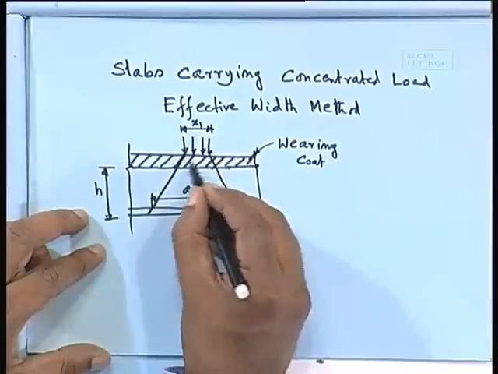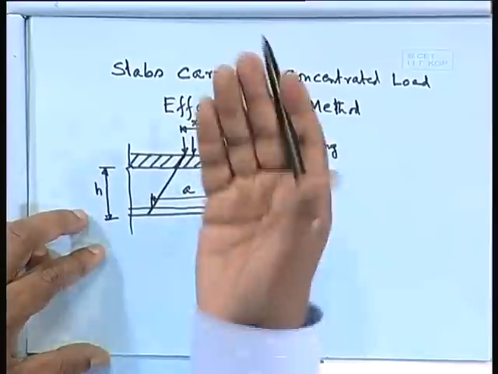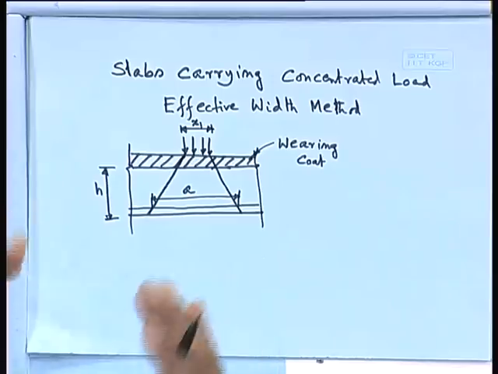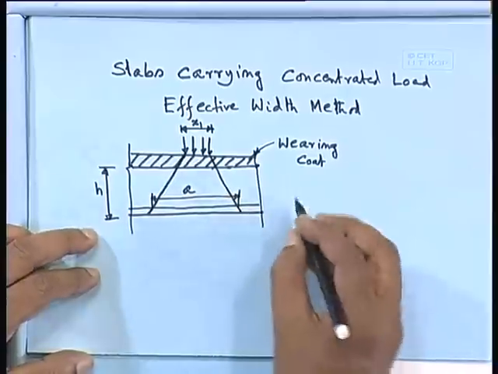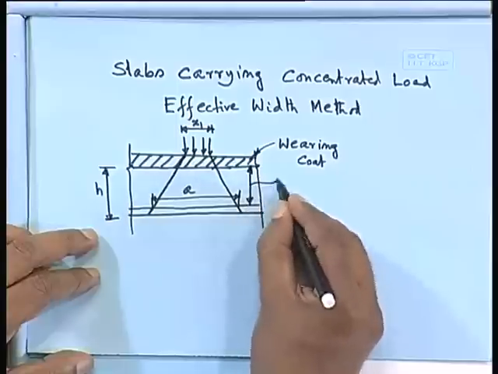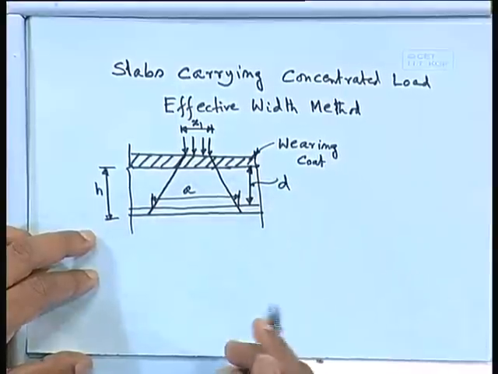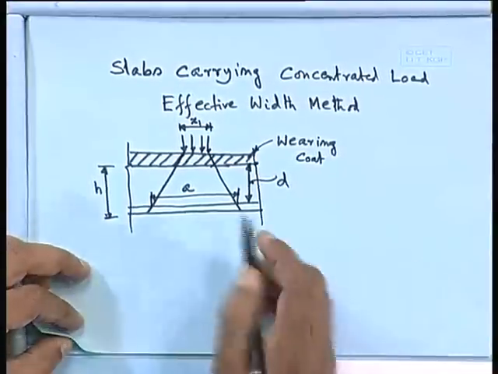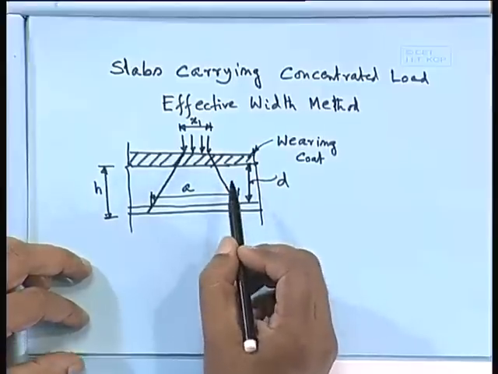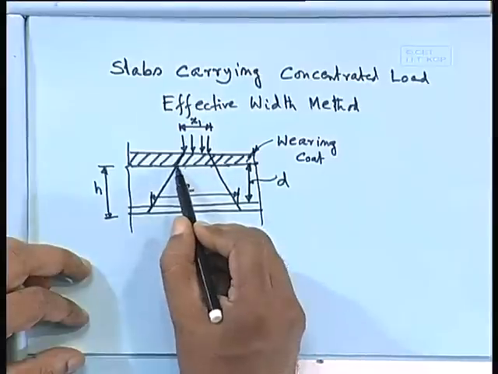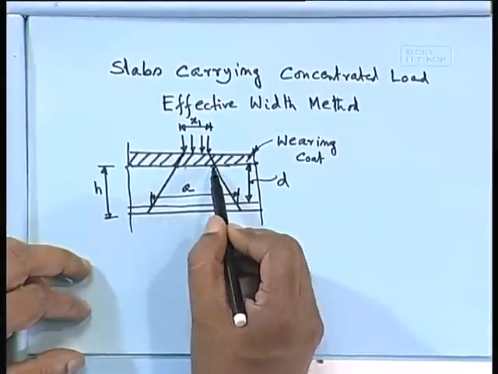x1 is the impression in one direction, and in the other direction say y1. So x1 times y1, that is at the top, the impression x1 by y1, and this is your d, the effective depth. There are two concepts. One concept is that you take a 45-degree dispersion up to the top of the slab.